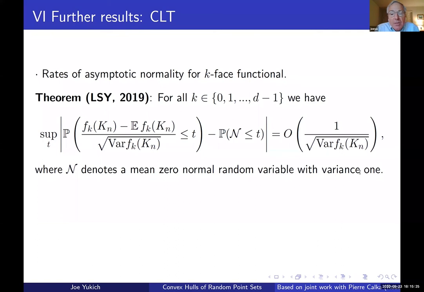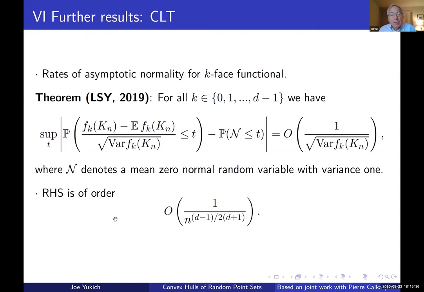We already saw in the previous transparency the order of growth for the variance. The order of growth of the variance is known, and therefore the right-hand side is of the order 1 over the square root of the variance. This rate of normal convergence is probably optimal and probably cannot be improved.